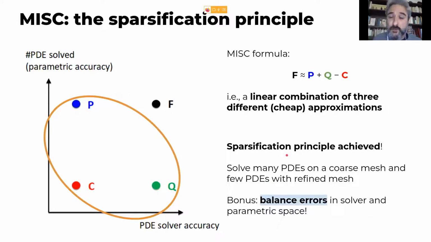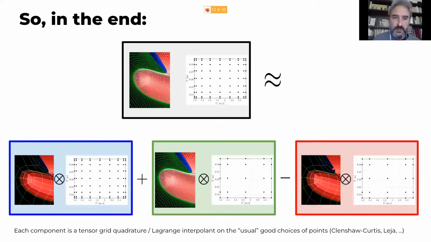And you get what we wanted. We get the sparsification idea. So you get a lot of samples on a coarse mesh and a bunch of samples, but not too many, on the fine mesh. And if you do this carefully, you can also balance the errors in the solver and in the parametric space. So in the end, instead of sampling the PDE solver many times for many combinations of parameters over the fine mesh, you do a bunch of calls to the fine solver on a coarser mesh, and then you correct.